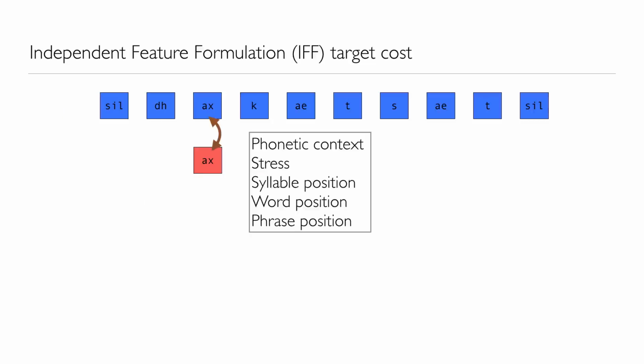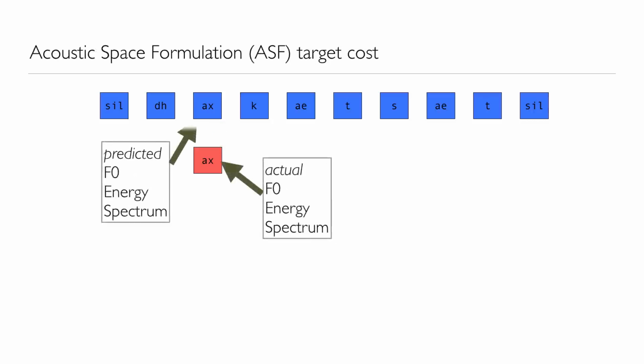There are several ways to implement the target cost. For example, in Paul Taylor's terminology, the first one is called the independent feature formulation. Here, for the target reference, we give some categorical features, for example the phoneme content information, also some stress information from the front end, and some positional features. That's the independent feature formulation. We can also use the acoustic space formulation. In the acoustic space formulation, the reference target is some acoustic features. So we compute the distance between the reference acoustic feature and the acoustic feature of the candidate, and we get some value for the target cost.